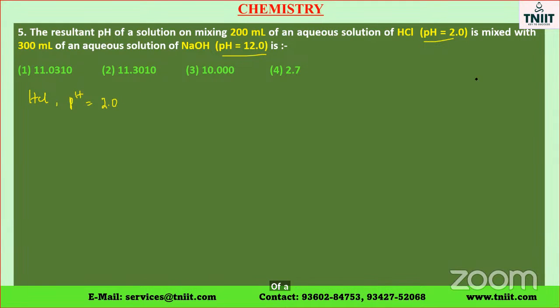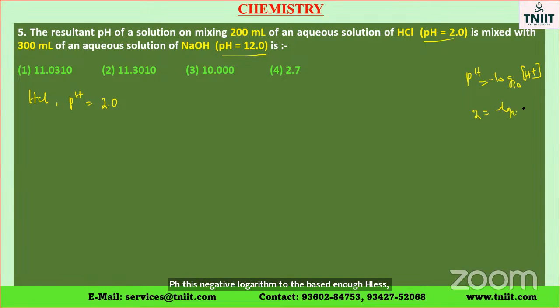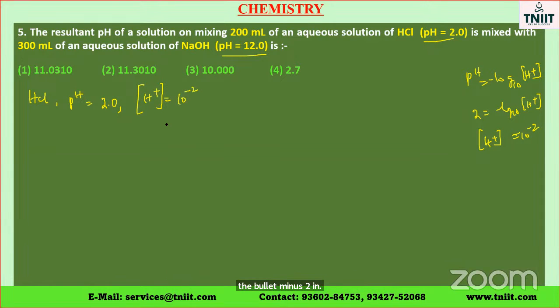Since the pH of HCl is given, we know the definition of pH. pH is negative logarithm to the base 10 of H plus. Since pH is given 2, the H plus ion concentration, if we take this to the left-hand side, becomes anti-log of 2. So H plus ion concentration can be understood as 10 to the power minus 2. In square brackets, we will write concentration 10 to the power minus 2. Similarly, they've given NaOH. They've given pH to be 12.